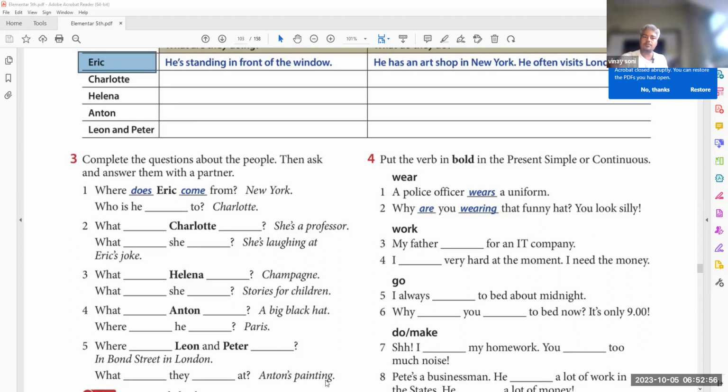Standing in front of the window. Yes, the man in front of the window. You're talking about the man who is in front of the window. Yes, the man wearing the bow tie. Bow tie, a small thing you wear at the collar of your shirt, right?